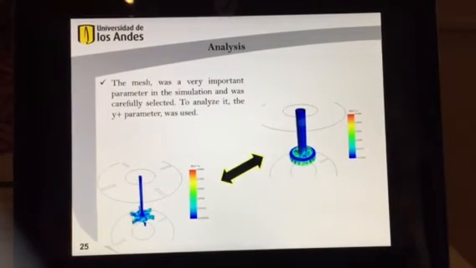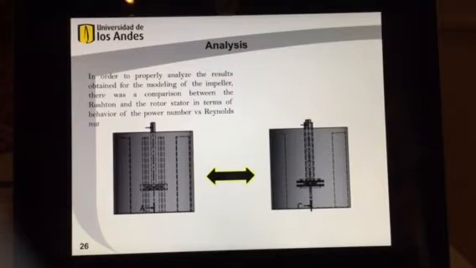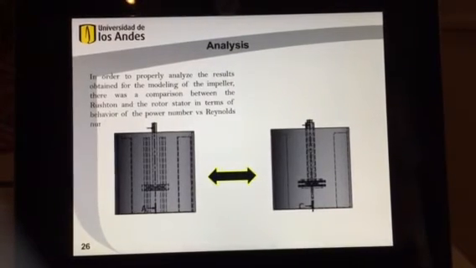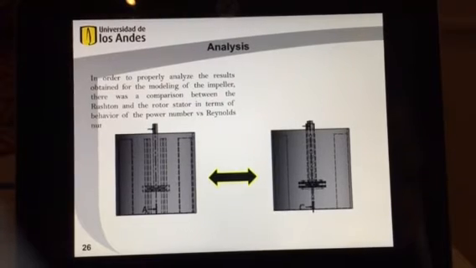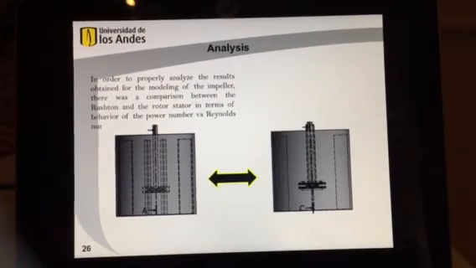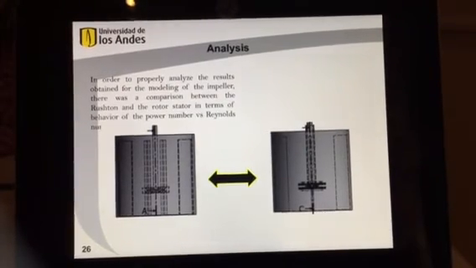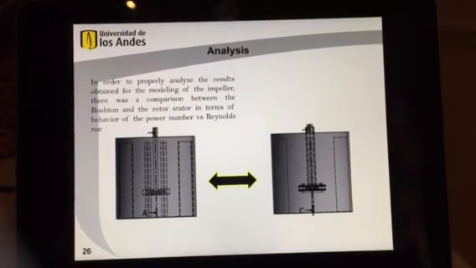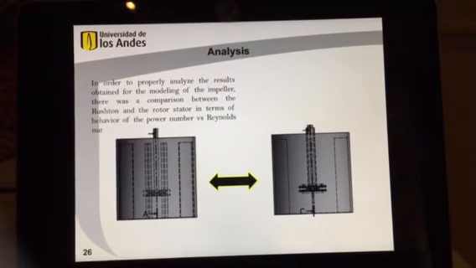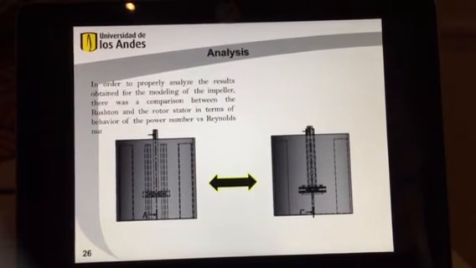Now, talking in terms of the behavior of the power number versus the Reynolds number, the Rushton turbine gives an approximate value. This means that there is no significant difference between them, because there is influence of subjectivity in the graphical method, while the numerical solution has a more accurate connotation.